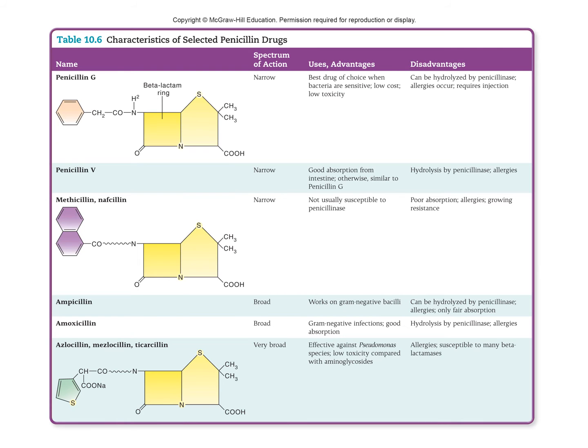So this one's actually showing characteristics of the penicillin drug. So it's actually a whole group. So you have penicillin G, which is the original. So it is narrow spectrum. If you notice, it goes down narrow, narrow, narrow, and then broad, broad, and very broad.